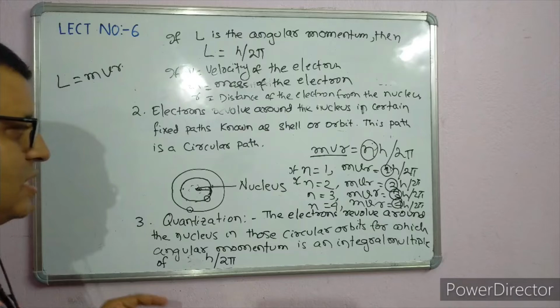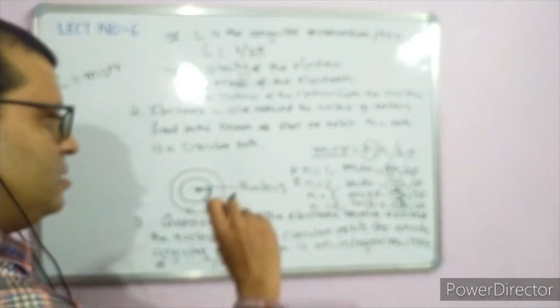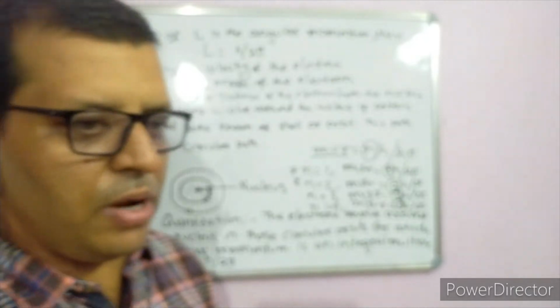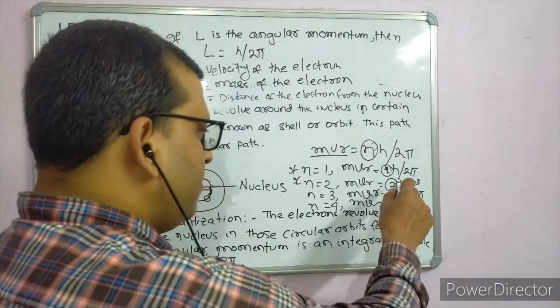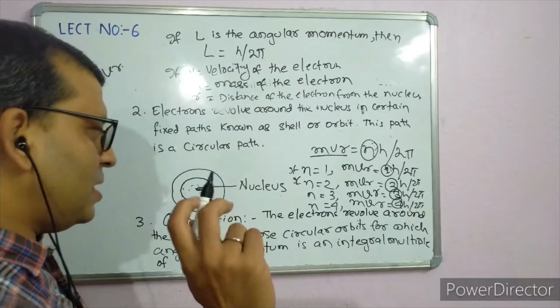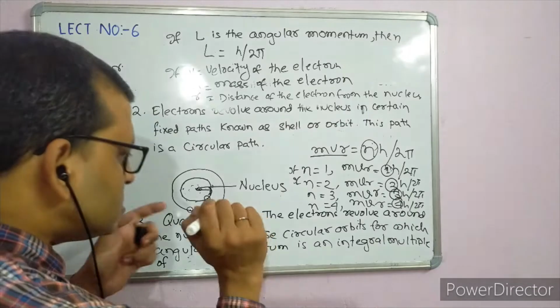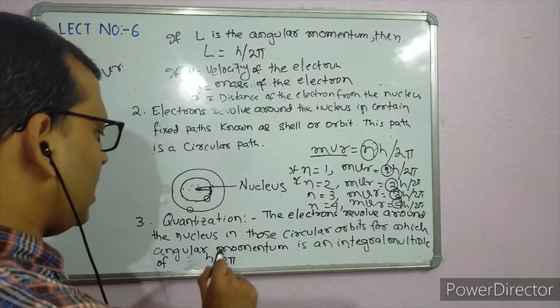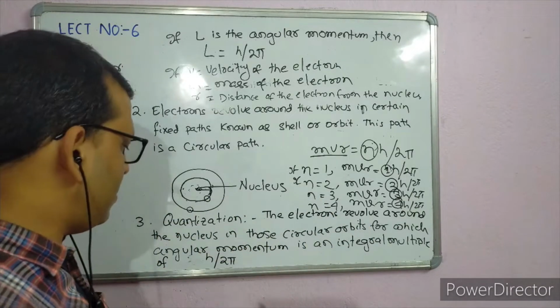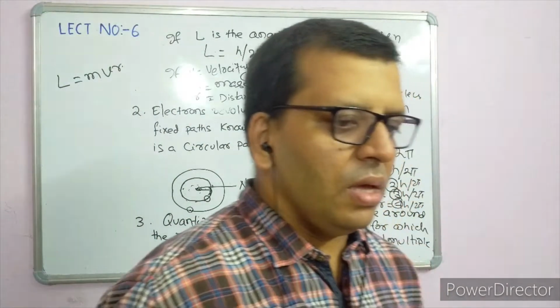So that indicates that this cannot be a fraction. We cannot say mvr is equal to 3.5 h by 2 pi. No, we cannot say, because it is not an integer. So the electrons revolve around the nucleus in those circular orbits for which angular momentum is an integral multiple of h by 2 pi.